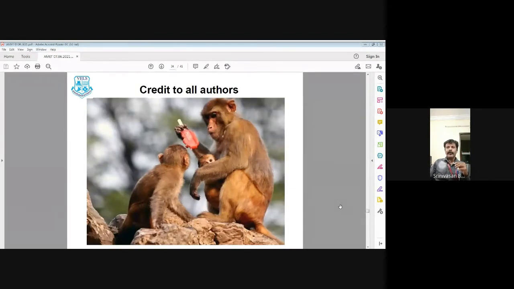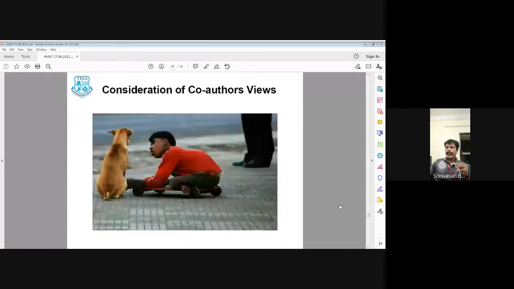If some people have worked on your paper, don't deny them authorship. Share the credit with all the authors. This is again an ethics. So don't take it for granted that you know everything and go for publication. Take the view of the co-authors. What do they feel? Is there any modification? Go ahead with that. There may be an error even with your methodology, experiments, everything. So consider the views of all co-authors, independent of their age, experience, etc.